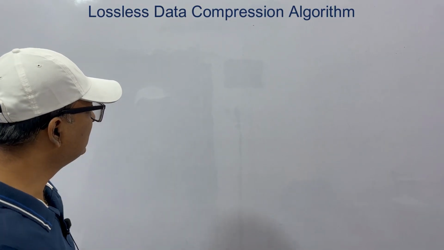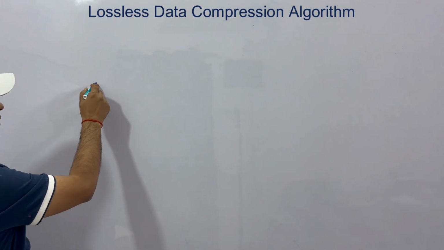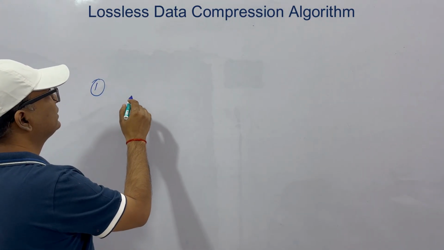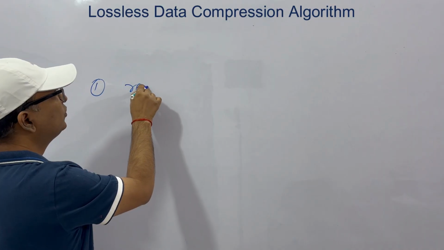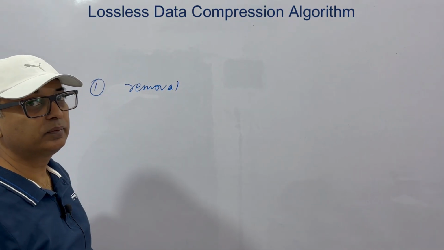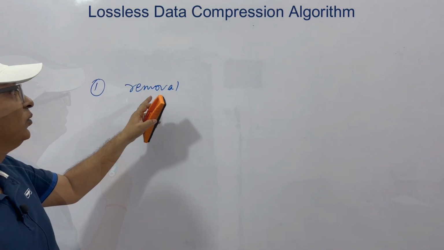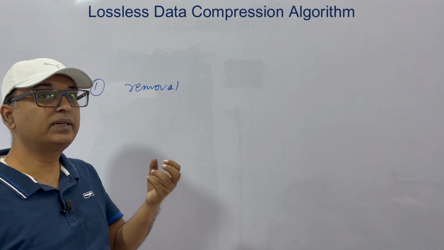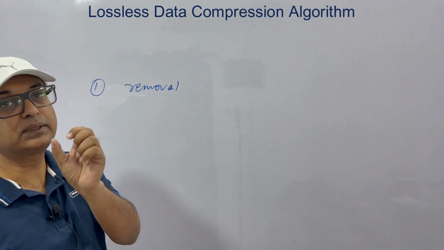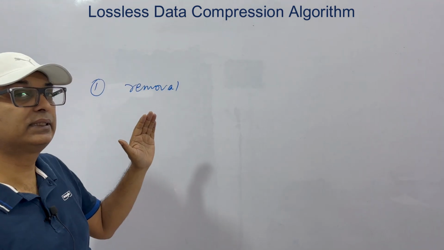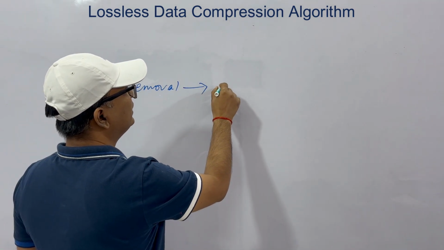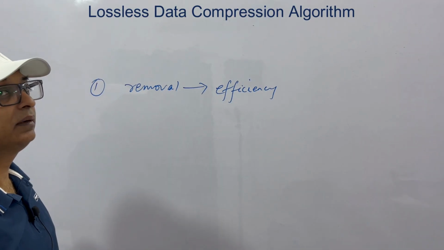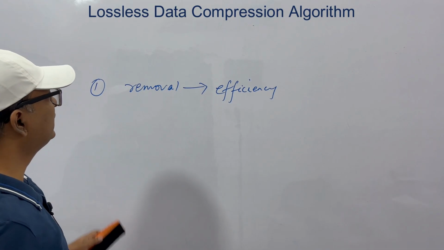So having this limiting factor, the objective of lossless data compression algorithm is, first, removal of redundant data from data transmission. By removal of redundant data, we achieve efficiency in the average number of bits per symbol. That is the efficiency that we get from removal of redundant data.